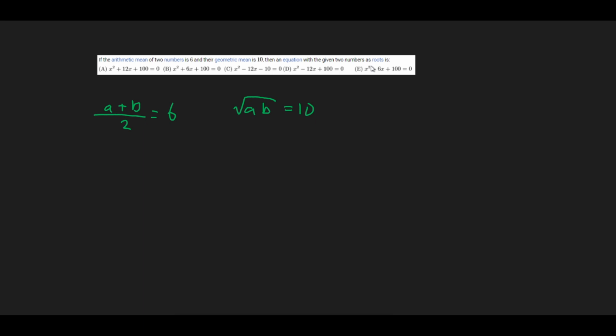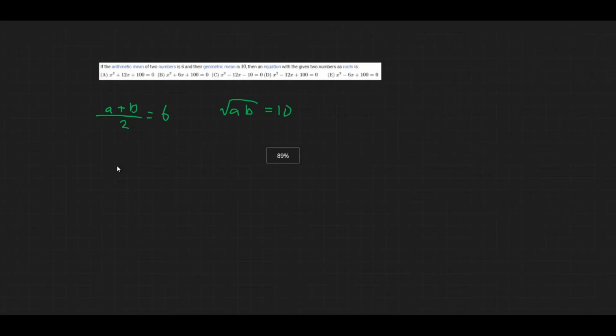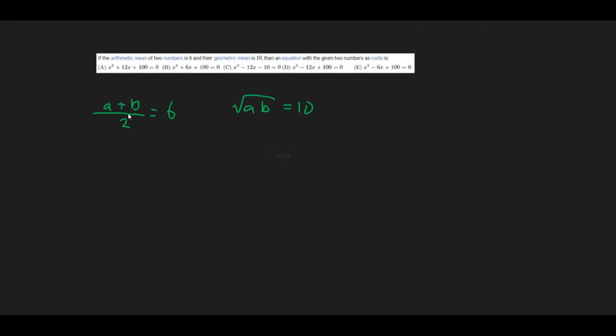And we're trying to find an equation with the given two numbers as roots. So these, a plus b over 2 and the square root of ab, are the roots. Okay, so first of all, you can easily solve for a plus b. So a plus b will just be 12, since 2 times 6 is 12.